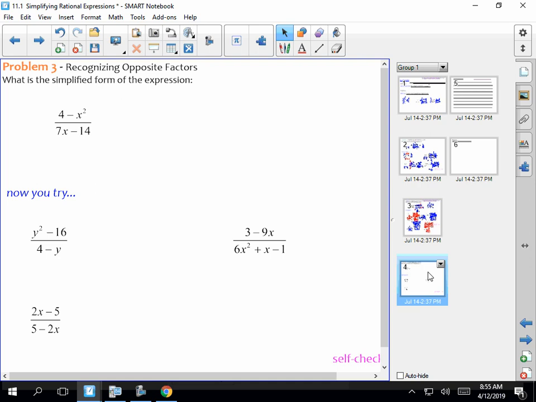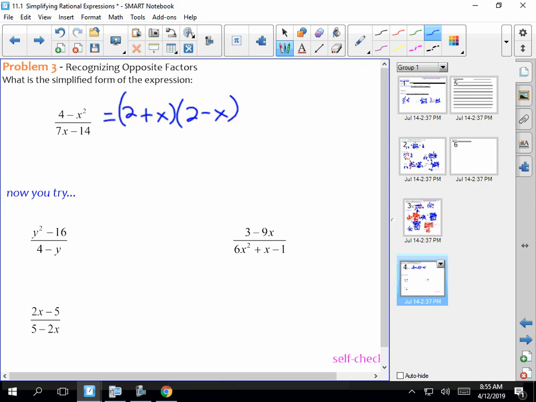So the square root of 4 is 2, and the square root of x squared is x. So this is called a difference of squares. It would factor like this: 2 plus x and 2 minus x. So it's kind of backwards. Usually we have the x's first, right? Usually the x's first. But that'll work. And then on the bottom, what's the greatest common factor on the bottom here?